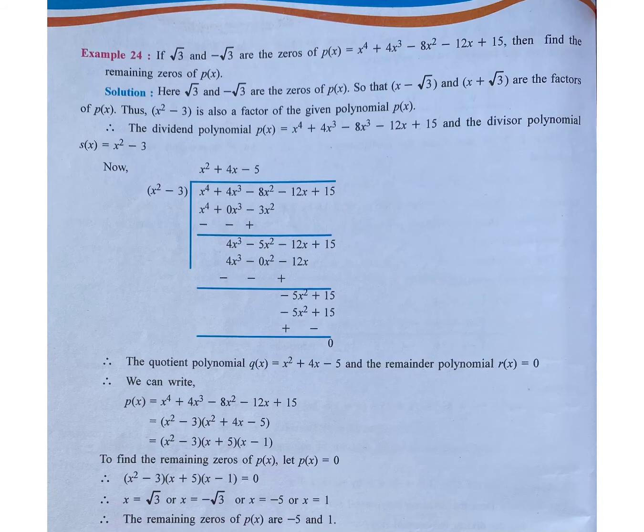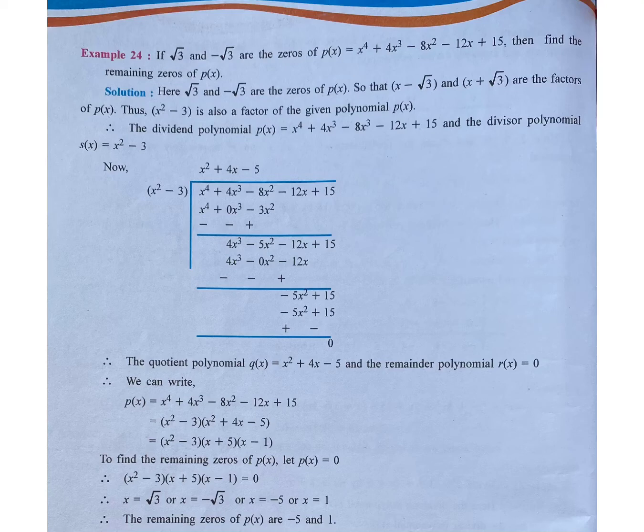So, now the next type of problem which we have to study is two zeros of the polynomial are given and we have to find the remaining zeros. So let us consider the given example. If root 3 and minus root 3 are the zeros of the polynomial p of x, then we have to find the remaining zeros.